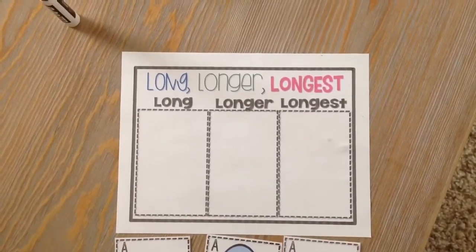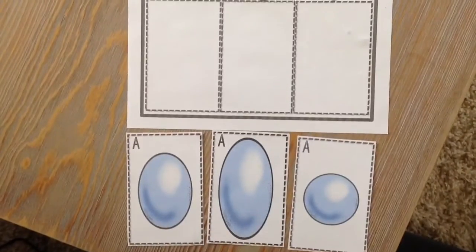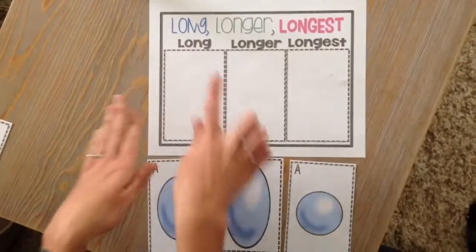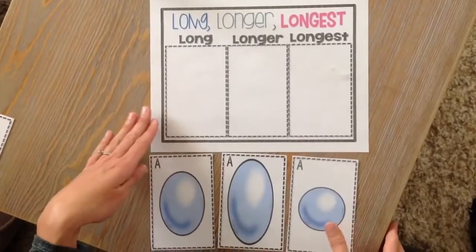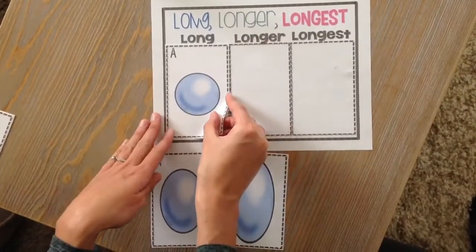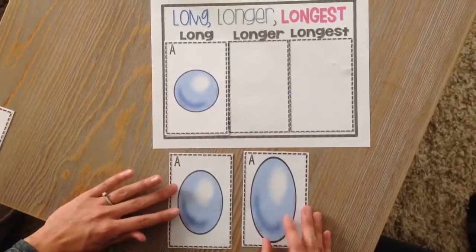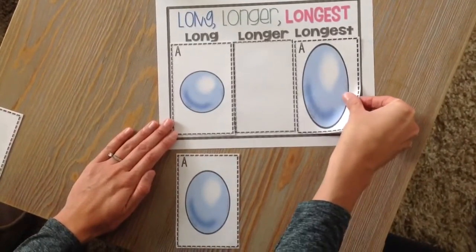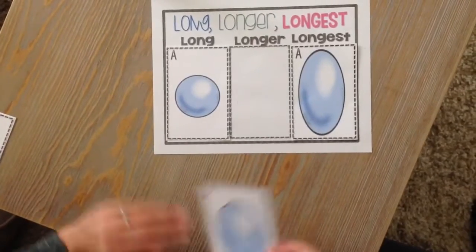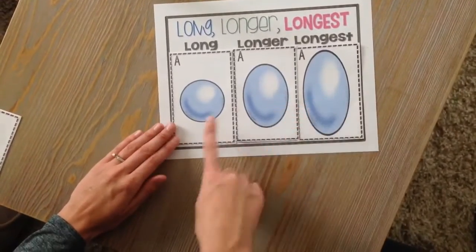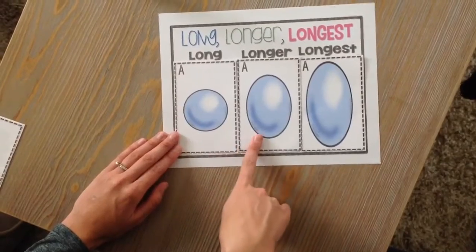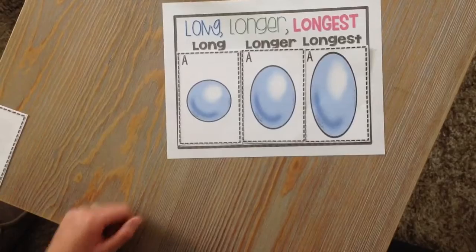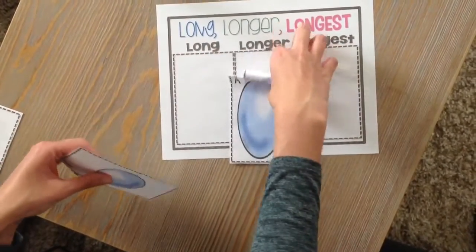So if you look at my first objects, I have 3 eggs. So I'm looking for the one that is long. It has to be the smallest of those 3 vocabulary words. I noticed that this egg would be smallest. Then I'm comparing these two and notice that this one's the biggest. So I'm going to go ahead and put that on the longest category, which would mean this egg would come in the middle. So this one is long, this one is longer, meaning it's a little bit taller, and this one is the longest.